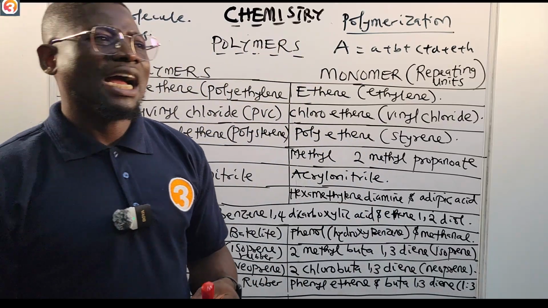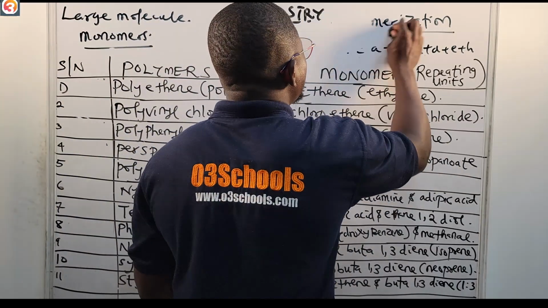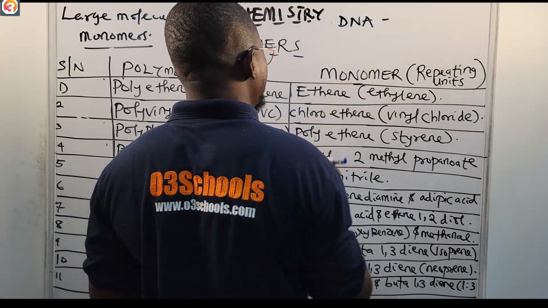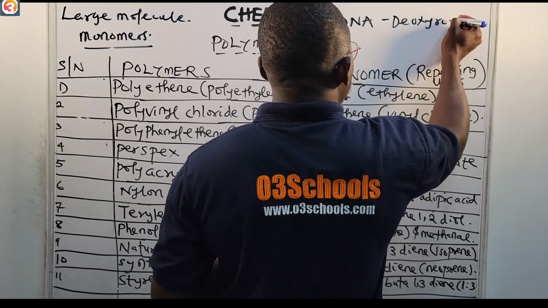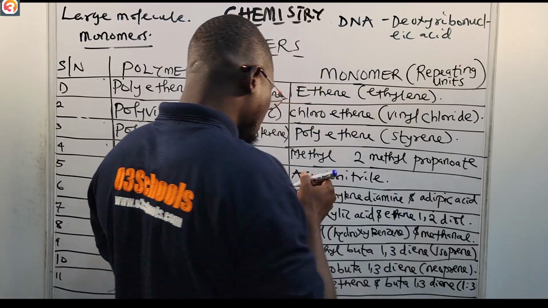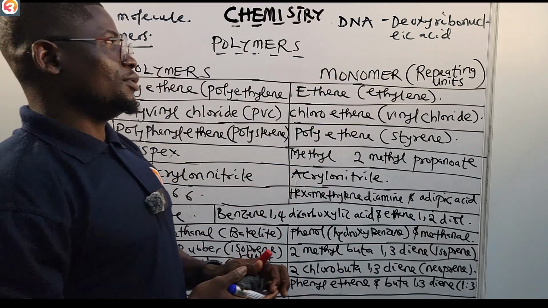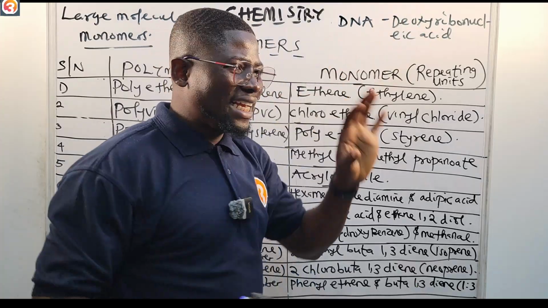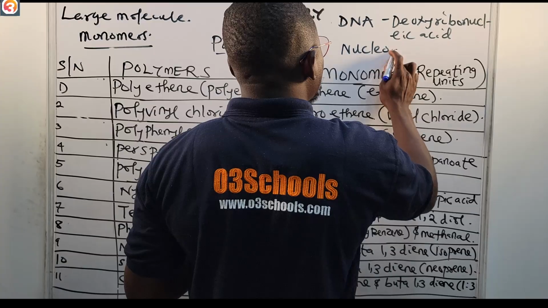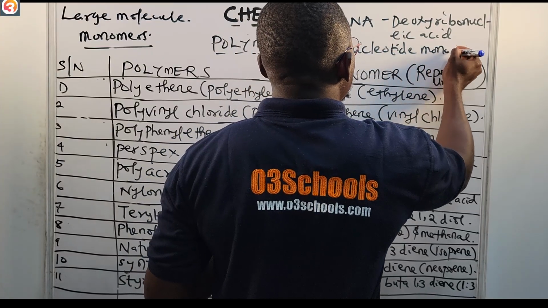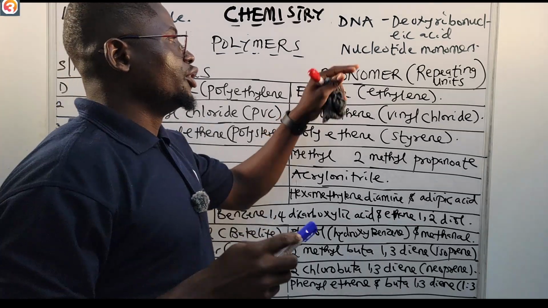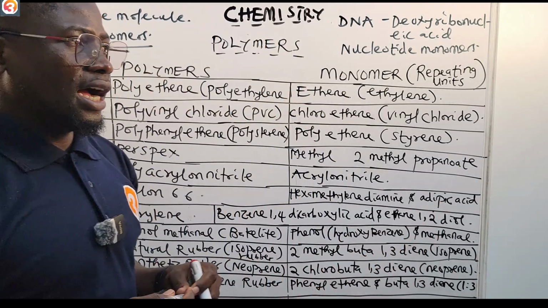For example, we have your DNA. Your DNA is a natural polymer. You know what DNA is, right? Deoxyribonucleic acid. That's the meaning of your DNA, for biology students. Your DNA is made up of nucleotides, which are the monomers. The deoxyribonucleic acid is made up of nucleotide monomers.